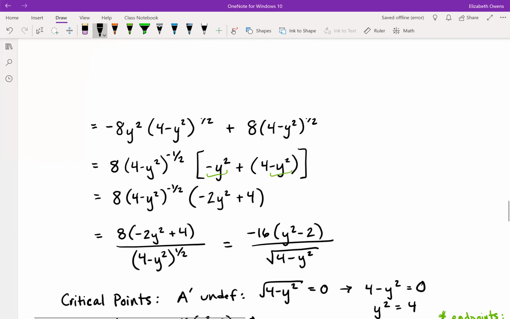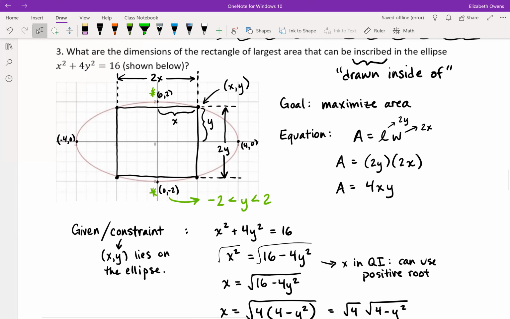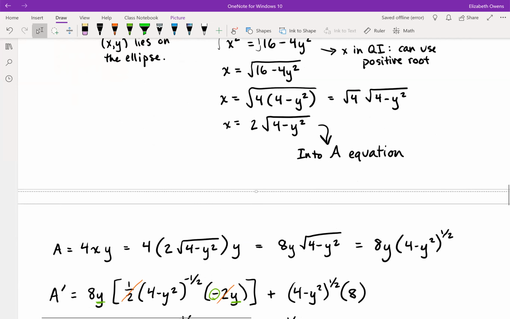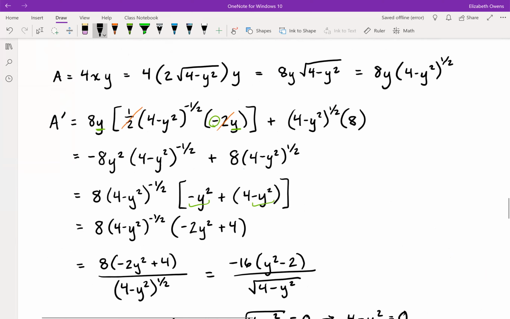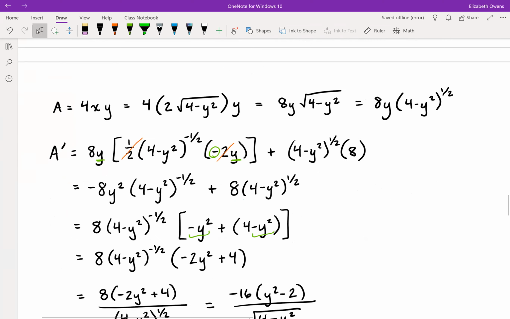Let's see how they want the answer formatted. It says, what are the dimensions of this rectangle? The overall dimensions are 2x by 2y, so we'll need to find those values. We just found that we want y equals positive square root of 2 to give us a max for our area. And we can use that in turn to find what x is going to be.